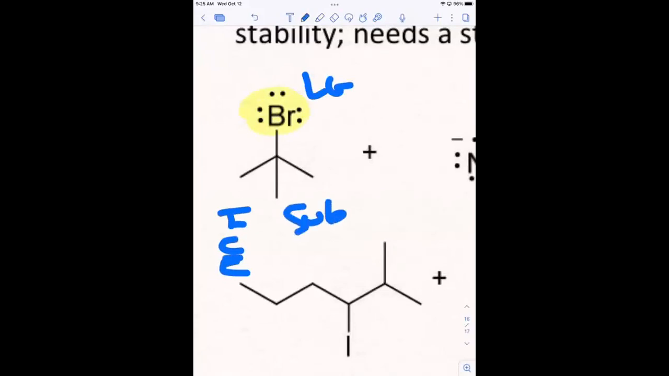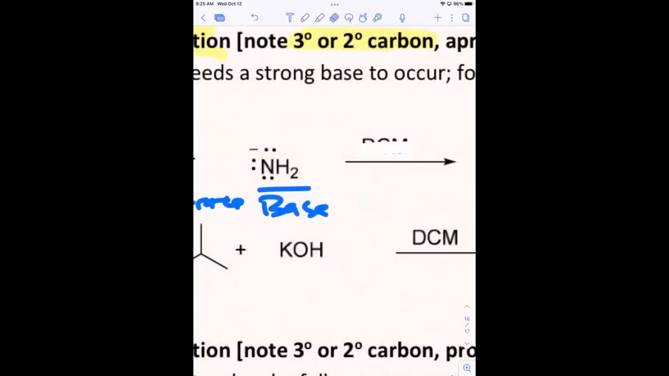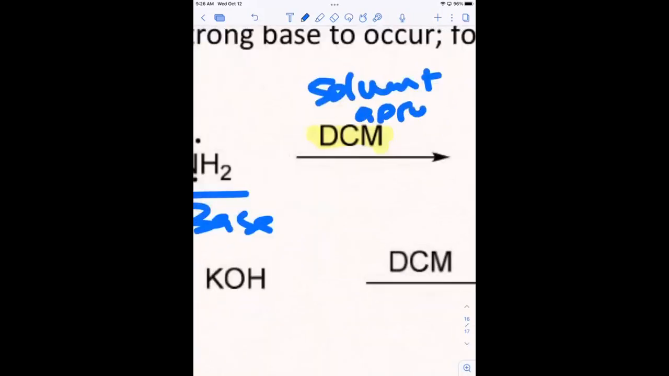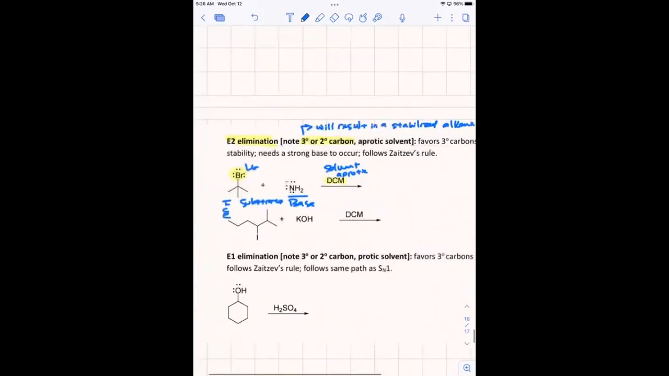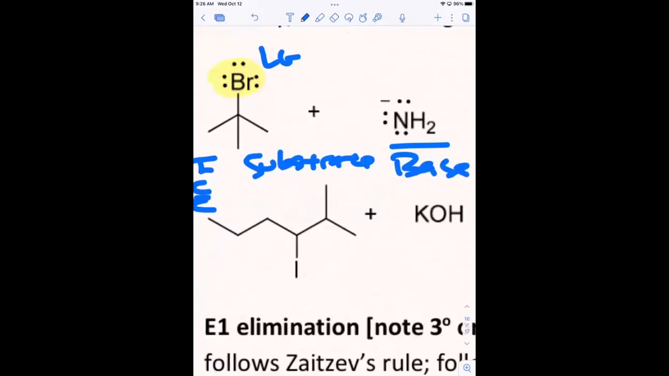This is our substrate. This is the base. This is my solvent. All right, my solvent is aprotic. You cannot do E2 elimination in a protic solvent because the base will just react with the solvent. So you've got to have an aprotic solvent. All right. What happens in an elimination, and we're going to go through the mechanism.